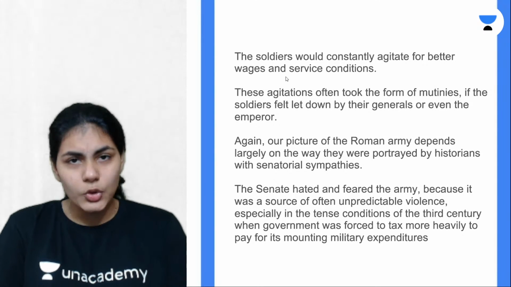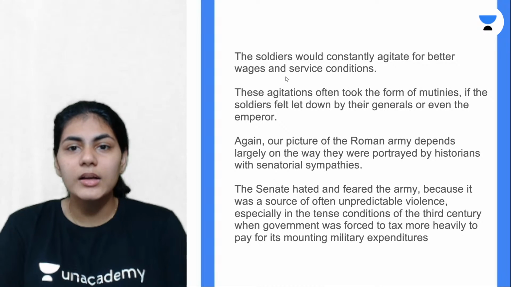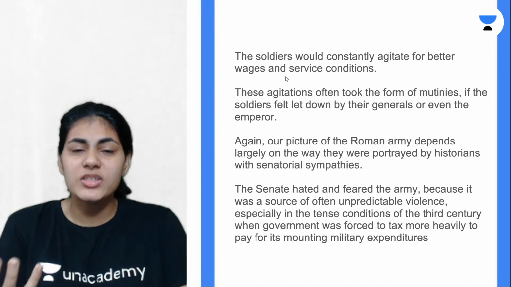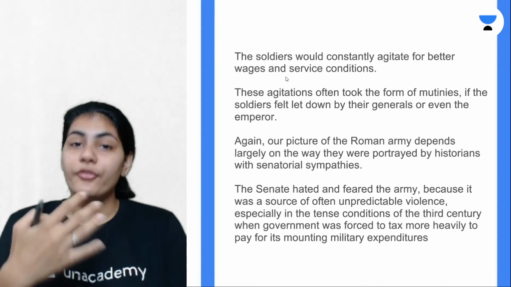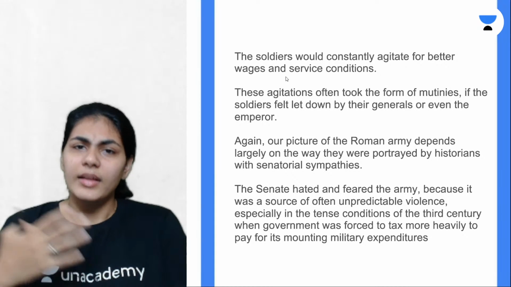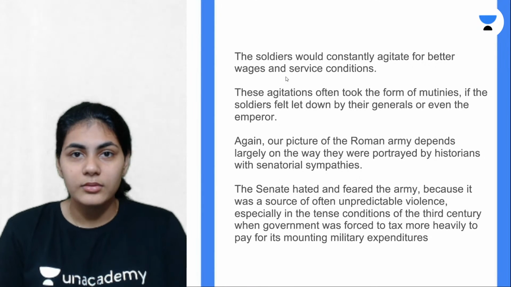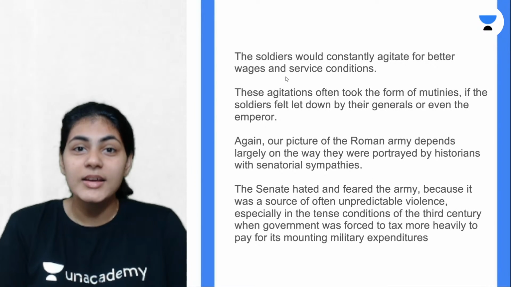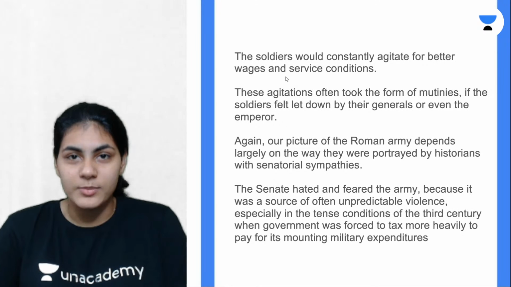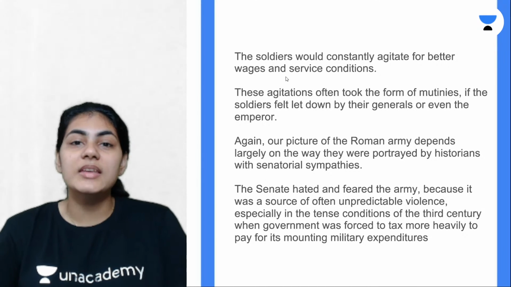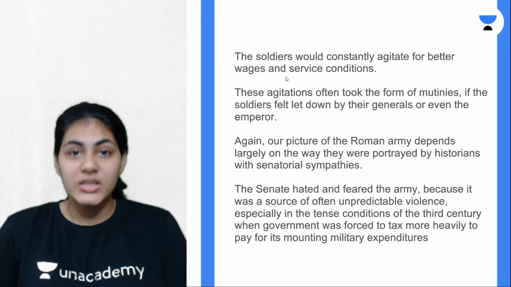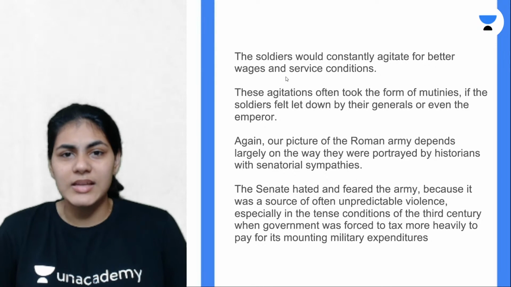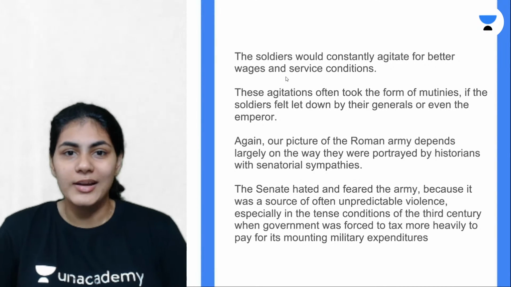So these soldiers, who are a very, very important wing, constantly asked for better salaries or better wages and better service conditions if they are not satisfied. And their needs are often met, because what if they are angry or frustrated? Then they can revolt against the emperor himself. That is why the emperor is always afraid of the soldiers, because they're very powerful. And whatever the soldiers demanded, like better salaries, the emperor often fulfilled them.